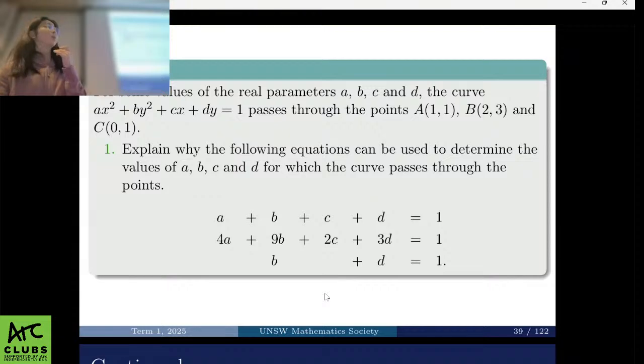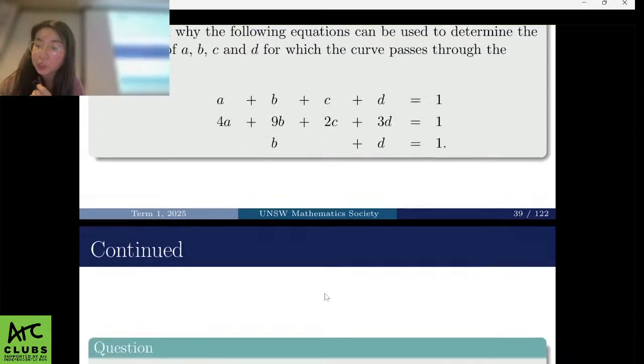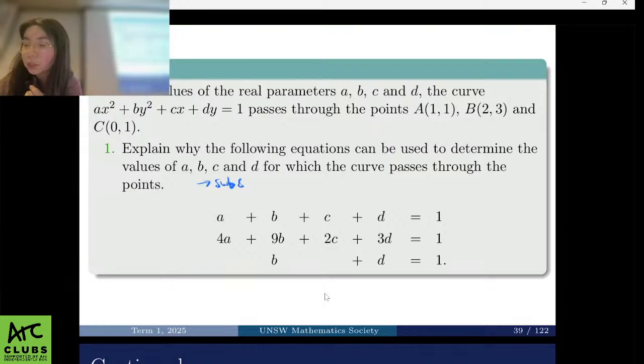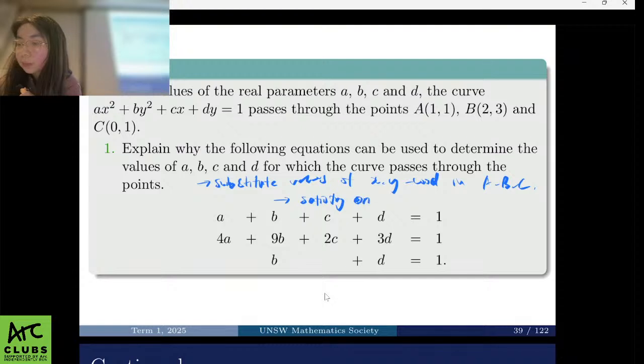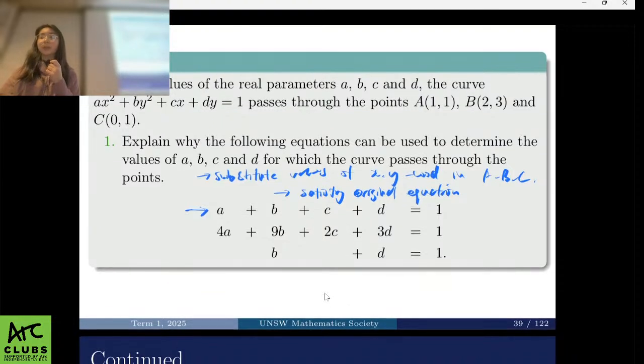We know that this curve passes through the points A, B, and C, which means if you substitute the x, y coordinate values of A, B, C, that should satisfy our original equation. Which means if we substitute 1, 1 into ax squared plus by squared plus cx plus dy equals 1, that should satisfy the original equality, which means it should be true. So this is what gets us our first line, when you substitute x equals 1 and y equals 1, and you'll be able to get that equation. And then essentially you're also subbing in x equals 2, y equals 3, and x equals 0, y equals 1 to get to the remaining linear equations.